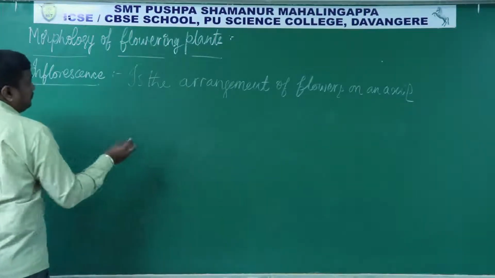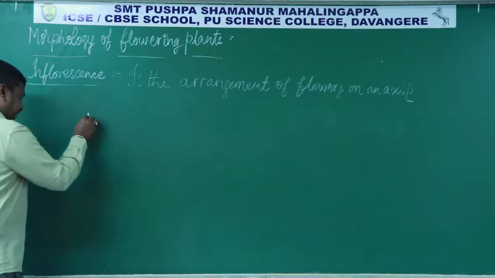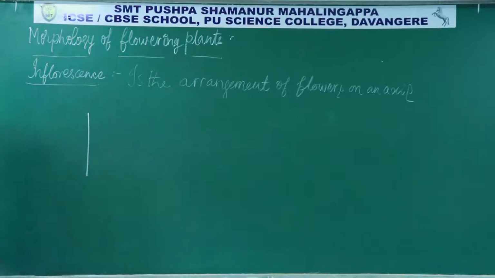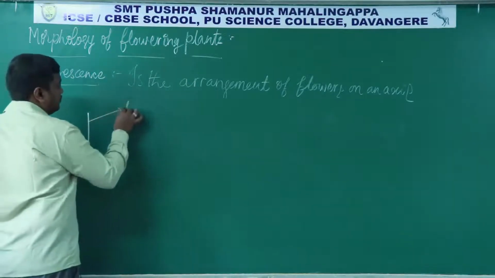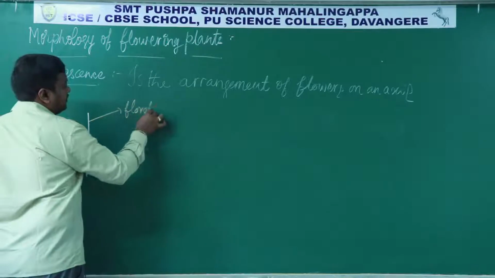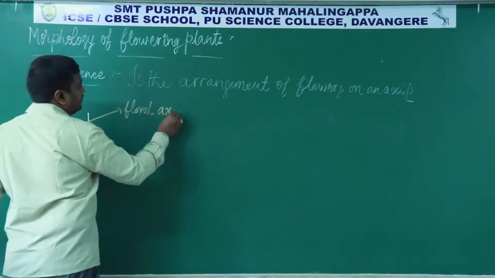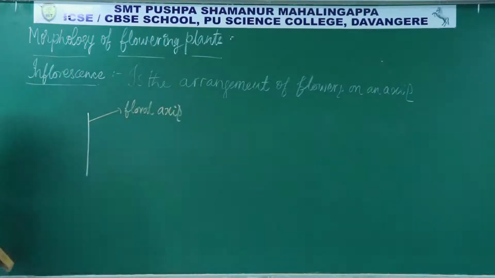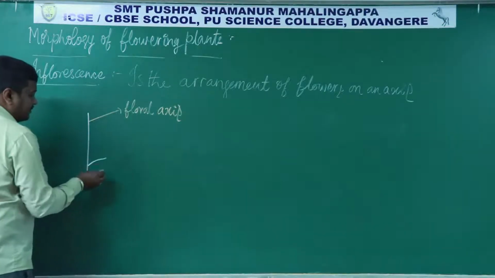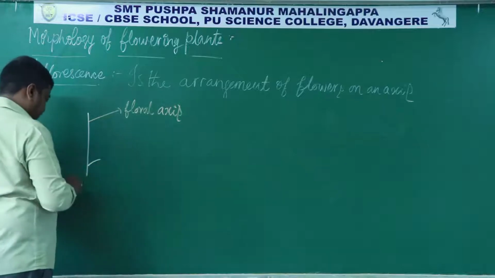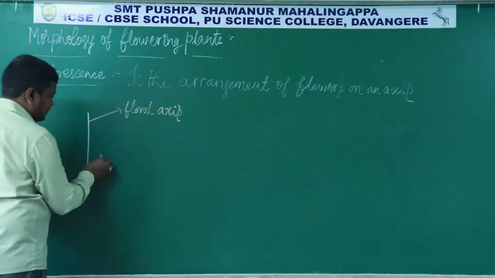So we'll draw the diagram again. Suppose this is a floral axis. On this floral axis, let's say flowers are produced like this.